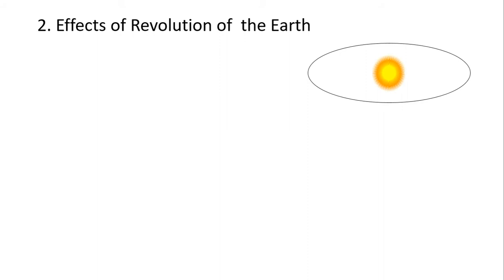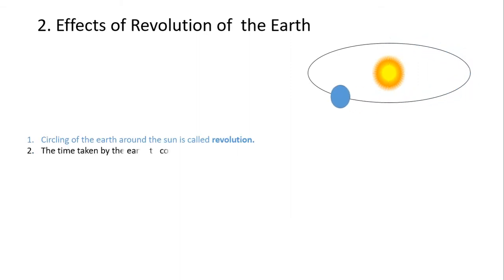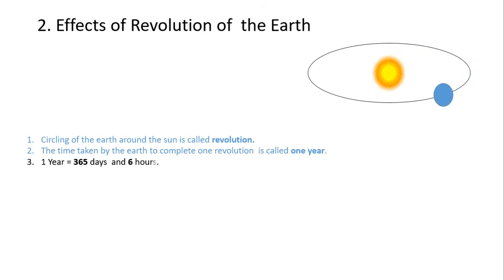Effects of revolution of the earth. Cycling of the earth around the sun is called revolution. The time taken by the earth to complete one revolution is called 1 year. 1 year is equal to 365 days and 6 hours.